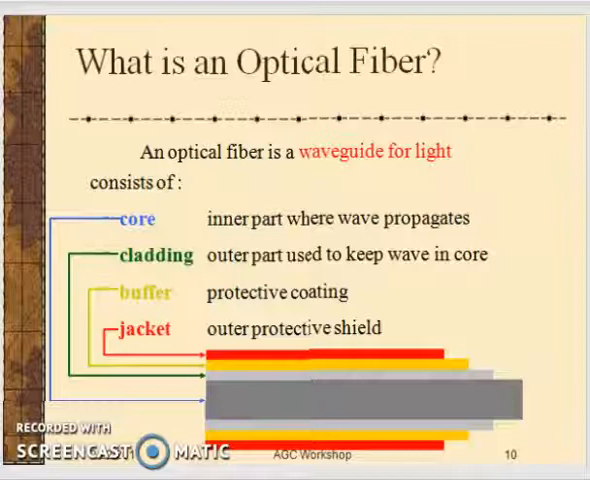a central tube of very thin size, made up of an optically transparent dielectric medium, and it carries the light from the transmitter to the receiver. The core diameter can vary from about 5 micrometer to 100 micrometer. This is the core portion.